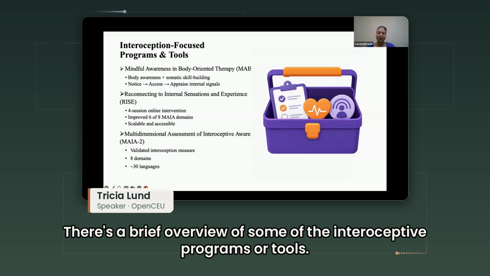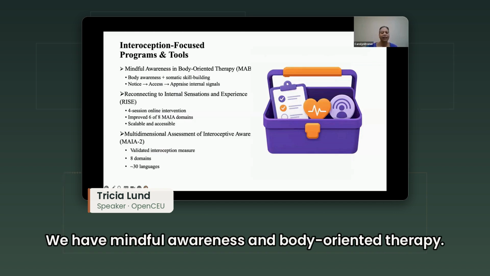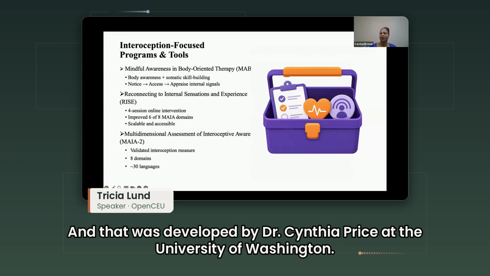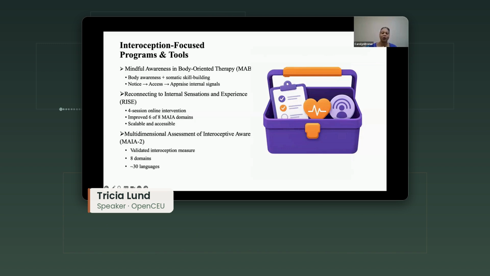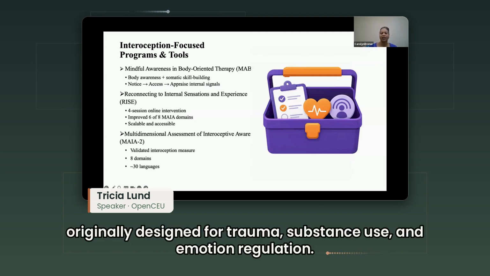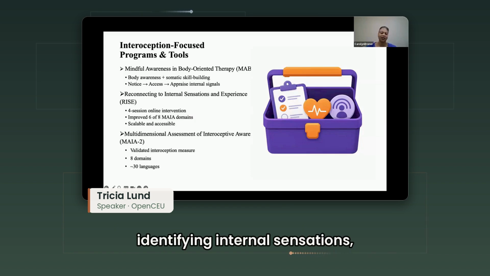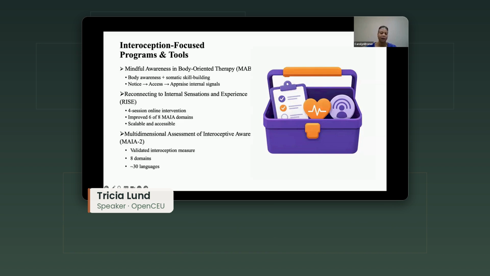Here's a brief overview of some of the interoceptive programs or tools. We have mindful awareness and body-oriented therapy, developed by Dr. Cynthia Price at the University of Washington. It's a manualized, fidelity-monitored intervention originally designed for trauma, substance use, and emotion regulation. The MABT teaches 3 core interoceptive capacities: identifying internal sensations, sustaining attention to them, and appraising their meaning.